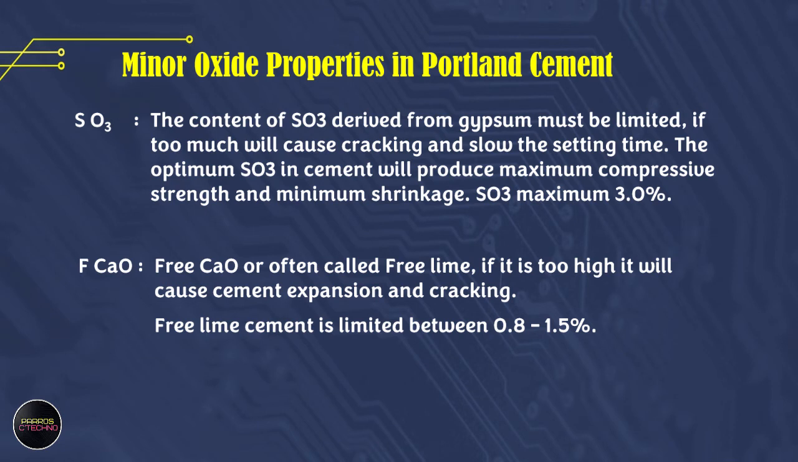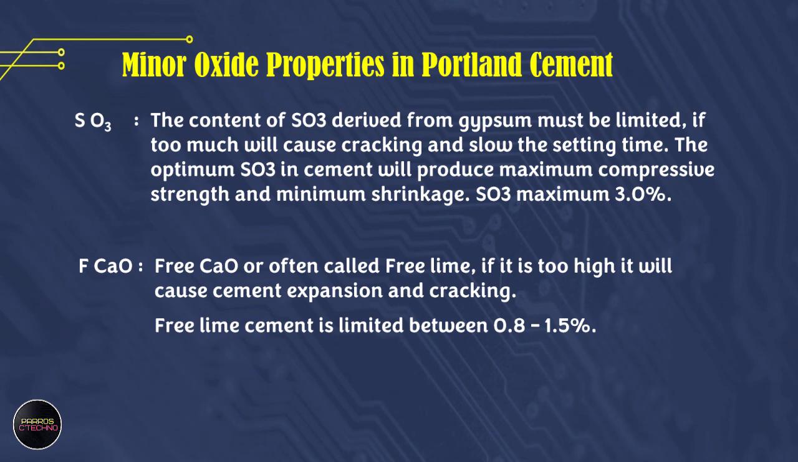Minor oxide properties in Portland cement. SO3: the content of SO3 derived from gypsum must be limited, if too much it will cause cracking and slow the setting time. The optimum SO3 in cement will produce maximum compressive strength and minimum shrinkage. SO3 maximum is 3%. FCaO, free CaO, often called free lime. If it is too high it will cause cement expansion and cracking. Free lime in cement is limited to between 0.8 and 1.5%.